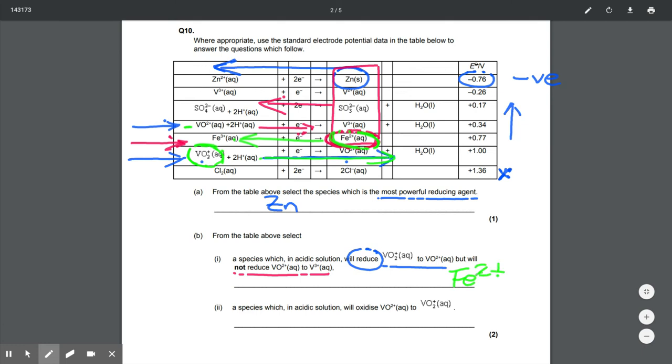Okay, now we've already kind of alluded to this one, but for the final question, a species which in acidic solution will oxidize this one. So this now is ultimately going to take this the other way around. So I'll get rid of all this out of the way. What we've got this time is the equation now going backwards. So if this one is going to be going backwards, it must have been forced backwards by a reaction which has proceeded in the forwards direction by a more positive voltage. The substance with the more positive voltage is chlorine.